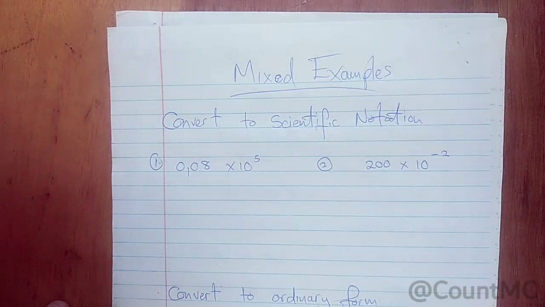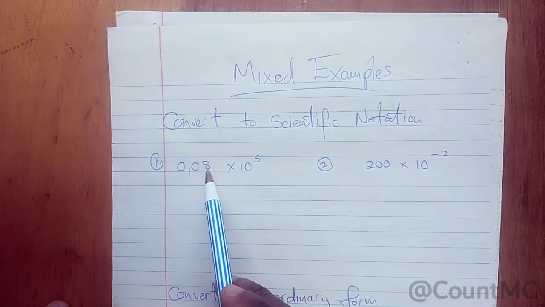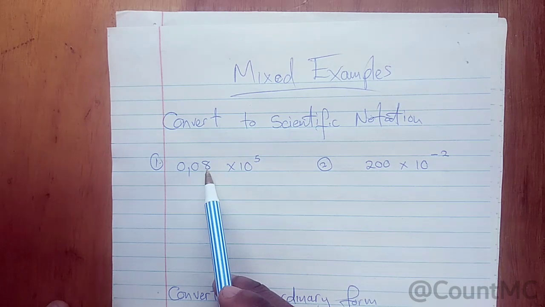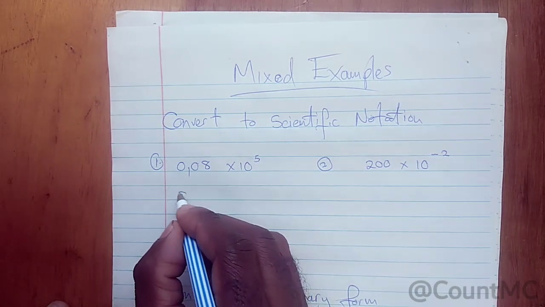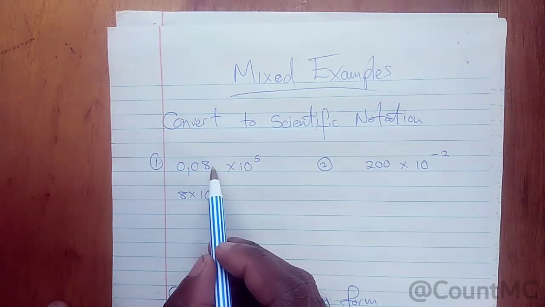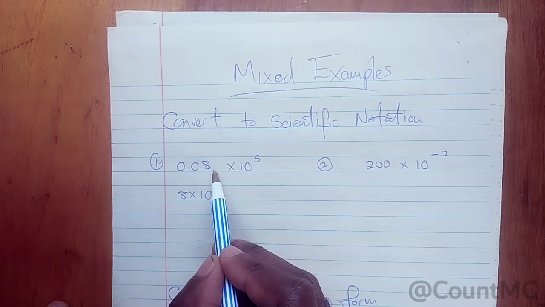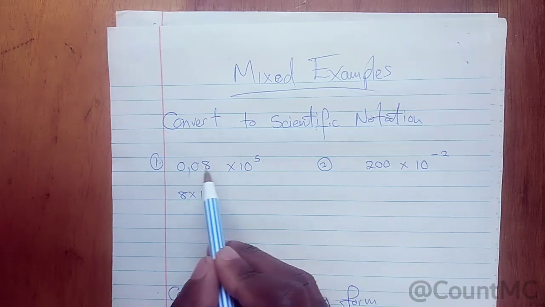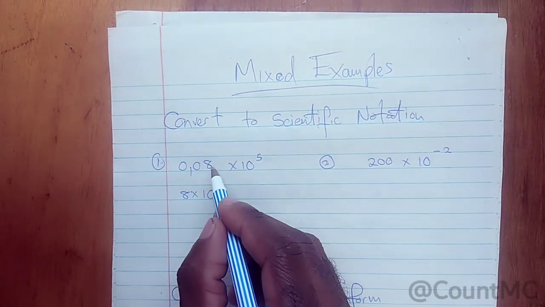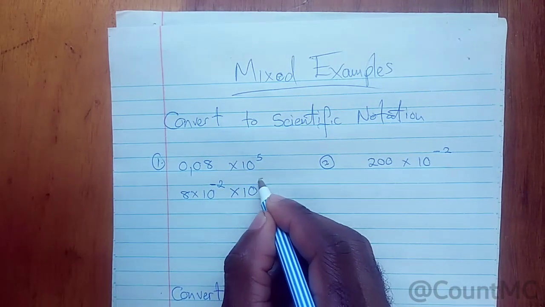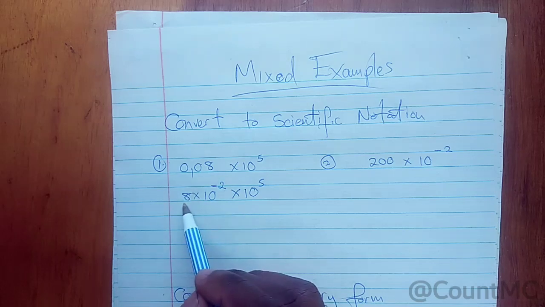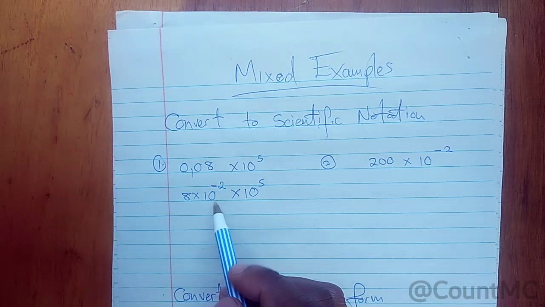Let us finish up with mixed examples. Convert to scientific notation. So this needs to be an 8 for it to be scientific notation. So you ignore this, then you deal with this. This will be 8 times 10. For it to be scientific notation, this comma should come here. Now, how many points from here to here? It's 1, 2. Saying this is a decimal. So this will be minus 2 times 10 to the power 5. So 0.08 is changed into this.